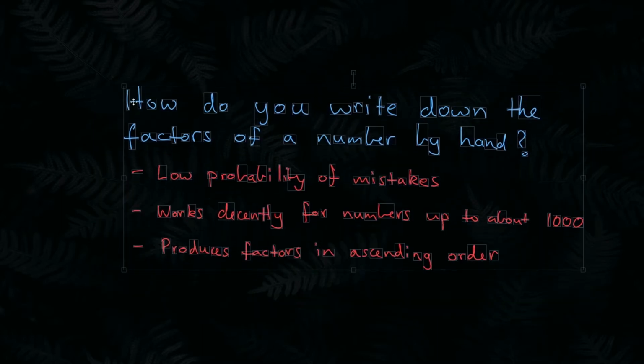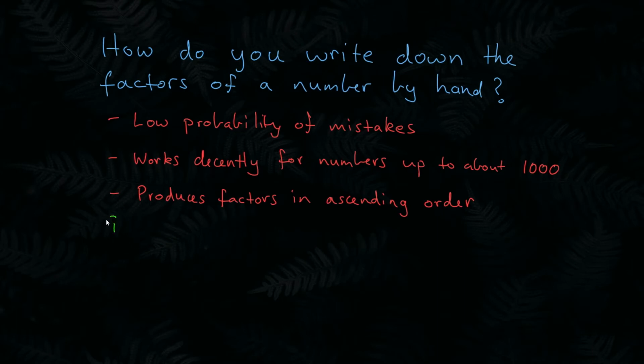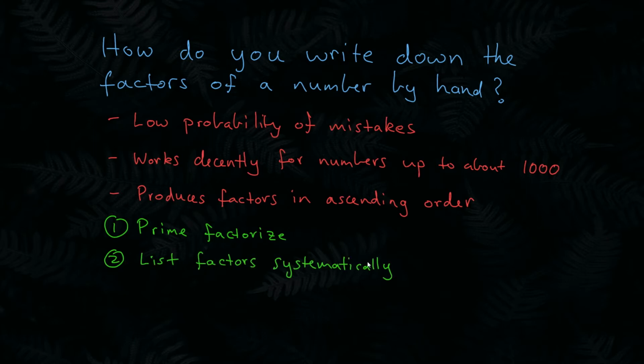So long story short, the idea is basically this. First, we're going to prime factorize. Then we're going to use a systematic method to list the factors. And obviously the idea is to use the prime factorization to make that work. And finally, we'll use the merge sort algorithm to get them in ascending order. So let's talk about each step one at a time.